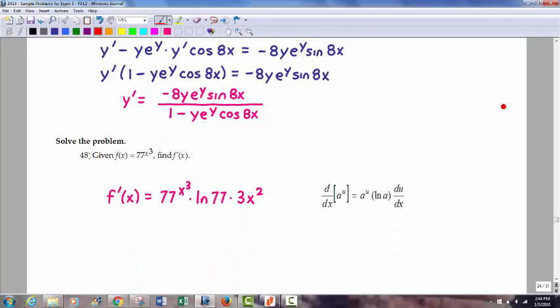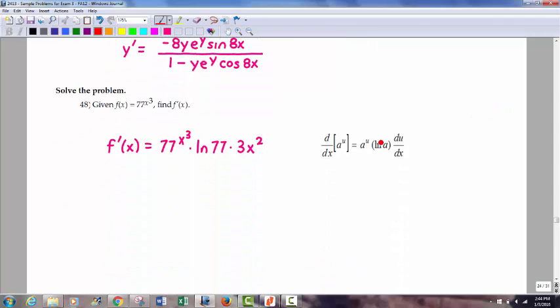Alrighty. This one uses a formula from your formula sheet. The derivative of any numerical base has this formula. In fact, this formula would also work for e, if you think about it, because e is a number.